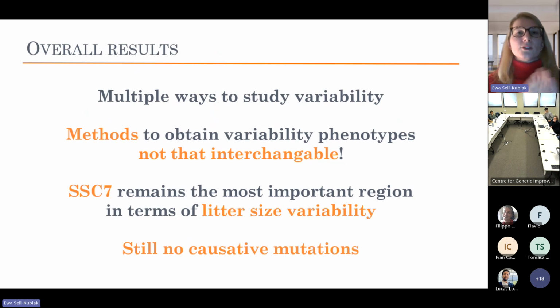So the overall results of all this work were that there are multiple ways to study phenotypic variability in litter size of pigs, that the methods, even though they look similar in terms of what they're doing, are not really interchangeable, and it is important to know the limitations of the simpler method. In Large White pigs, chromosome 7 is the most important for litter size variability, but none of these studies led me to indicate causative mutations, because I couldn't really see proof in the phenotypes when looking into differences between the animals in the genotypes most associated with the trait of interest.